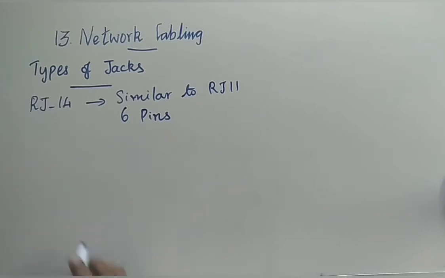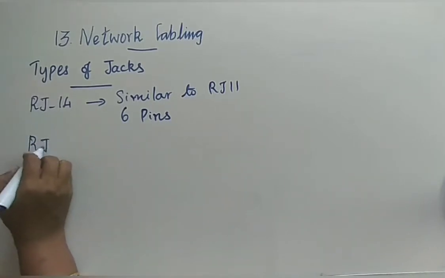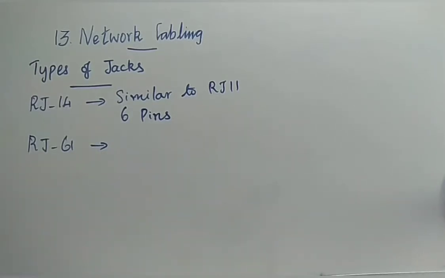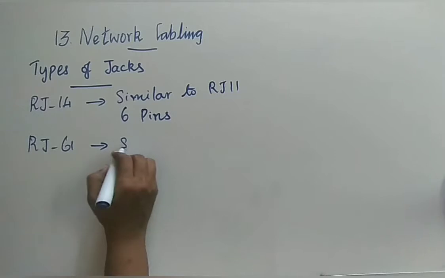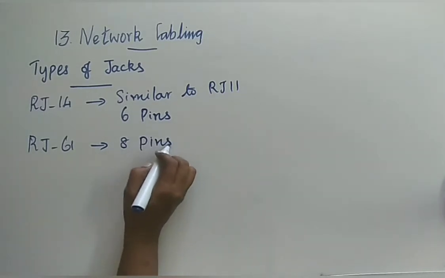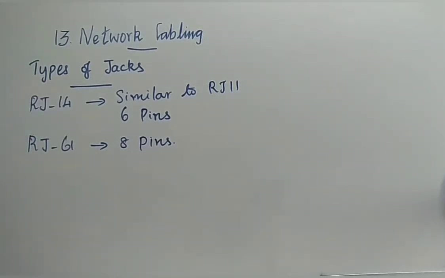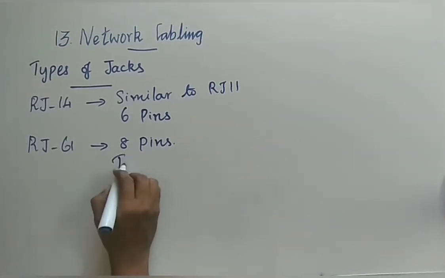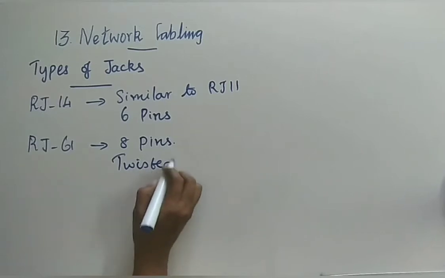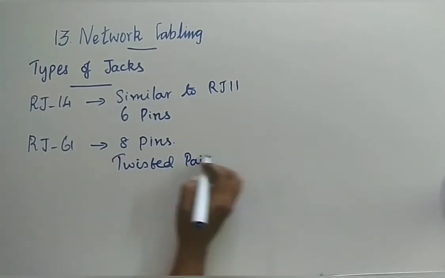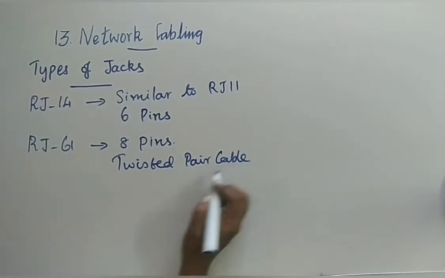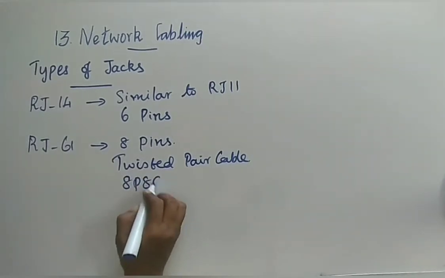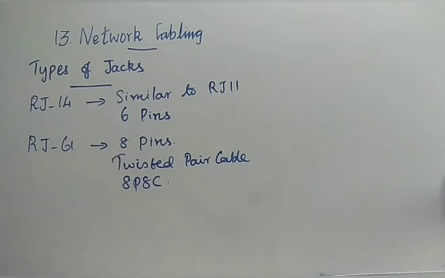Next we are going to see RJ61. This RJ61 is going to have 8 pins, and it is used in twisted pair cable. Here it is going to have 8 pins, 8 connectors. In that concept it is mainly used.